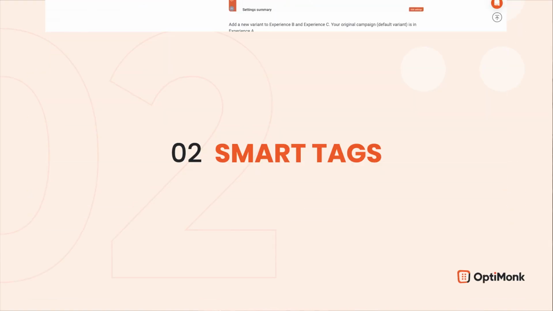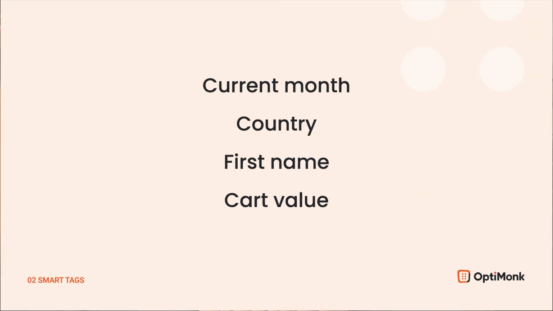Moving on, let me introduce you to Smart Tags, a feature that allows you to include one-on-one personalized content in your messages based on any first or zero party visitor property. When visitors browse your website, they leave long traces of data behind. Optimung collects more than 20 pieces of first-party data, including current month, country, first name, or cart value. You can use this data to create personalized messages and connect with visitors on a deeply personal level.